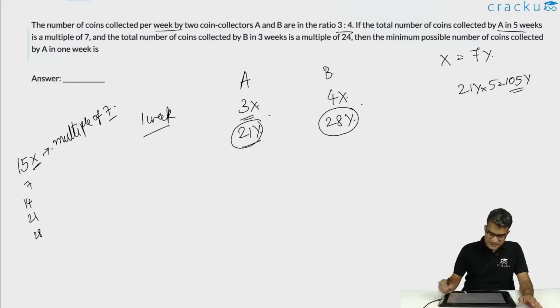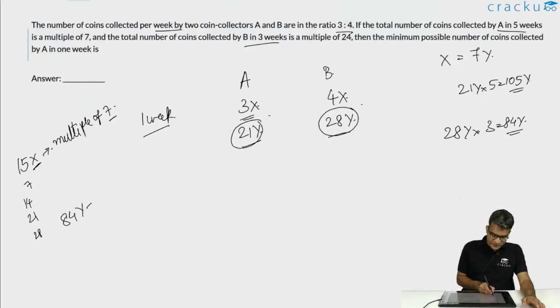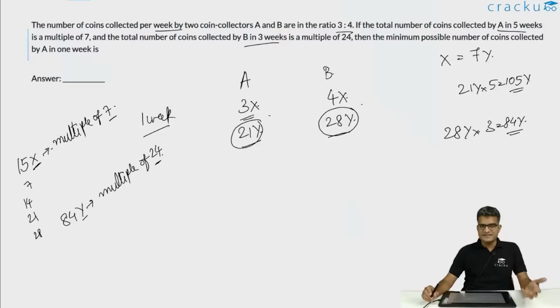Now what we are told is that the number of coins collected by B in 3 weeks is a multiple of 24. What is the number of coins collected by B in 3 weeks? That will be 28y into 3, which is equal to 84y. Now, can we say, like we said earlier, if 84y is a multiple of 24, that y has to be a multiple of 24? We can't say that.